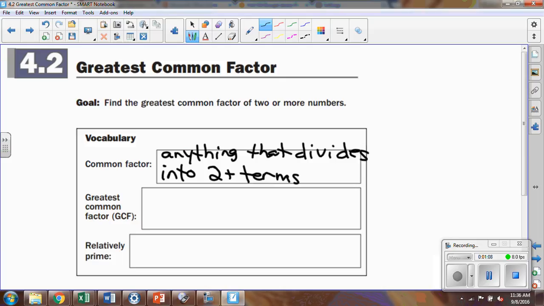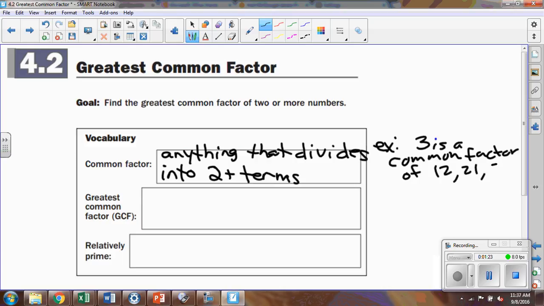For example, 3 is a common factor of 12, 21, and 39. 3 will divide evenly into 12, it divides evenly into 21, and it divides evenly into 39. Therefore, it's a common factor of all of them.